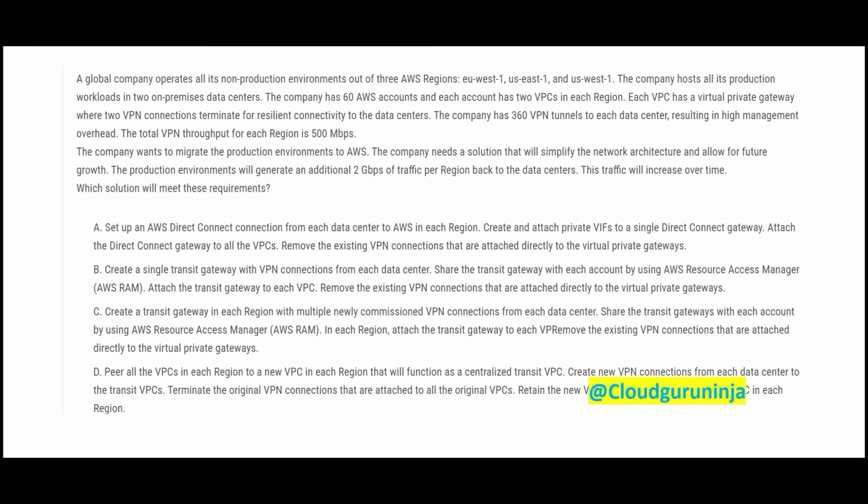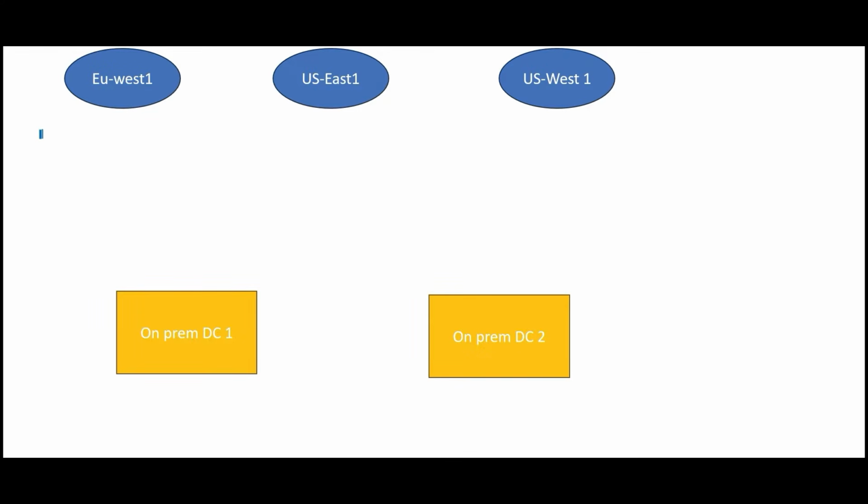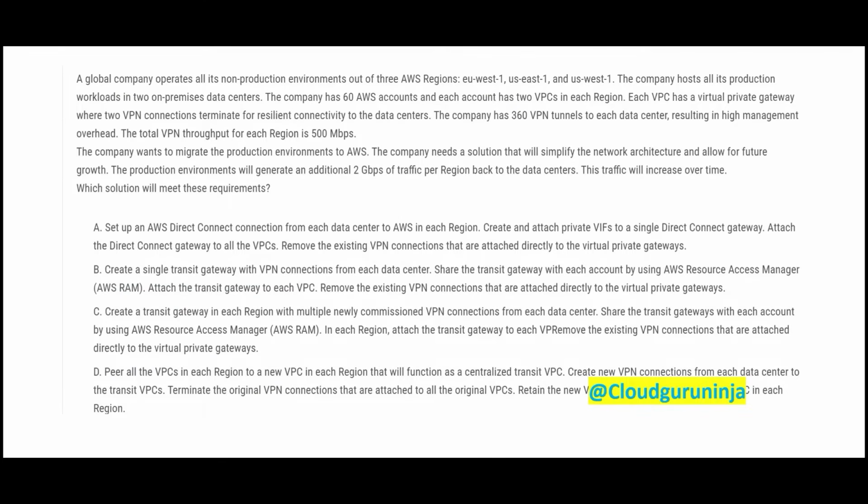This is the next question here. What it says is there are 3 regions. This is in Europe, this is US East, US West. That means both are in America. And then you have 2 on-premises data centers, DC1, DC2. Now this question tells a lot of things, like it has lots of accounts, each account has 2 VPCs, virtual private gateway, 360 VPN tunnels, a lot of noise is there.